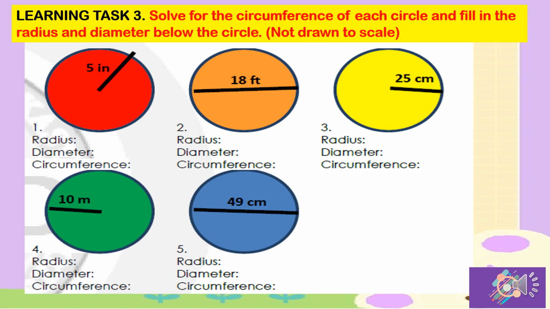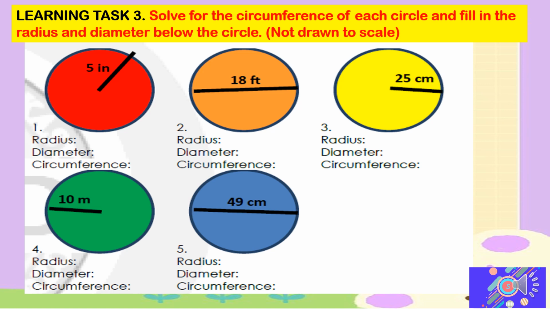And number 4, circle, we have 10 meters as the radius. And number 5, 49 centimeter diameter. Okay, so let us now answer learning task 3.